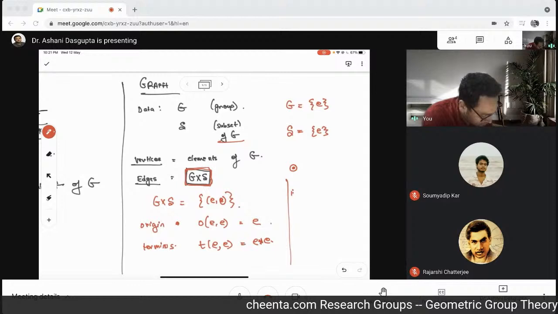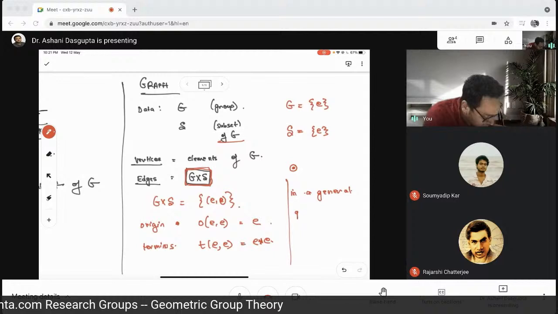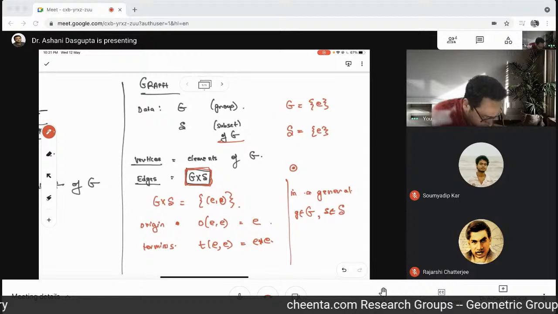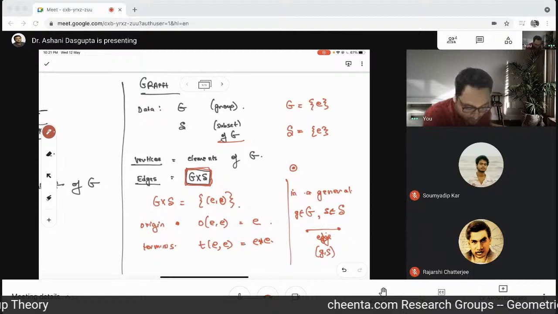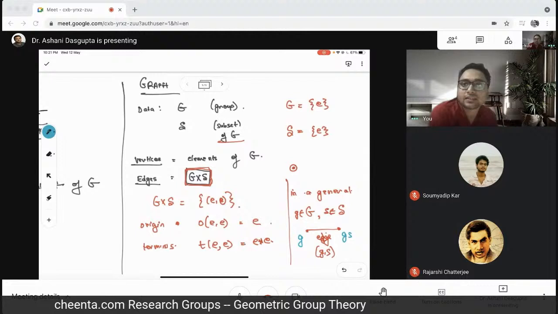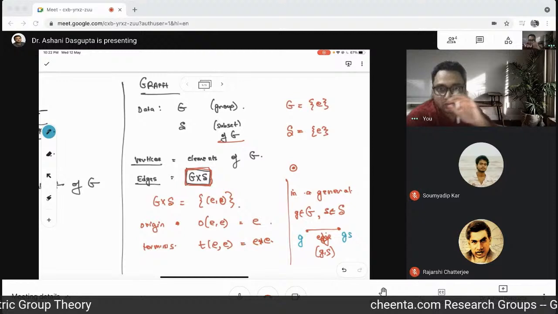I'll write it like this. In a general situation, if G is an element of capital G and S is an element of small capital S, then how do we define the edge G comma S? Well, it starts at G and ends at GS. That's how the edge G comma S is defined.